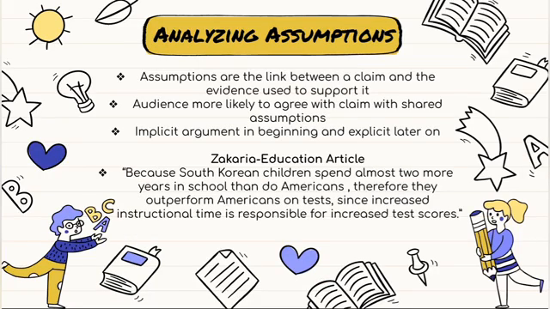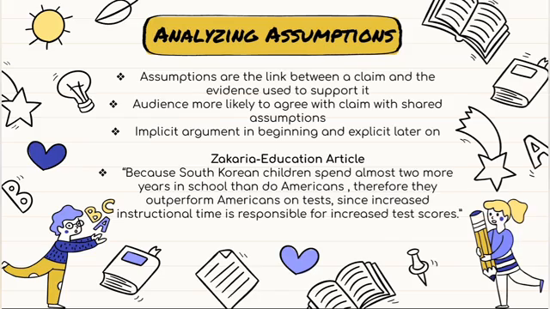Okay, so let's move on to analyzing assumptions. The Toulmin model shows us that assumptions are really the link between a claim and the evidence used to support it. And we say assumptions because any argument is based on numerous assumptions made by the author. And if the audience shares the assumption and agrees with it, then there's more of a chance that the audience is going to agree with the claim as well.